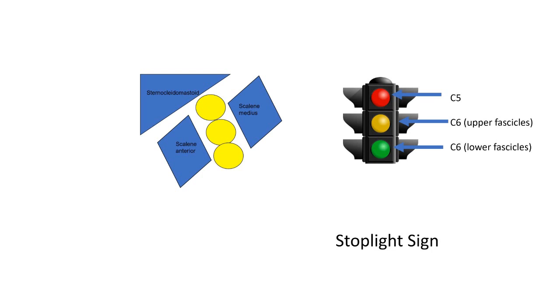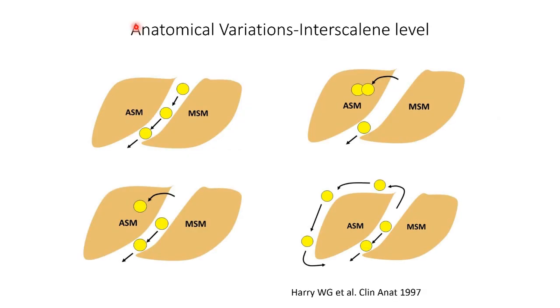Anatomical variations occur at all levels of the brachial plexus. In this cadaveric study, they looked at the arrangement of roots at the interscalene level. The commonly described anatomical relationship of the brachial plexus lying between anterior scalene and the middle scalene muscle was found in only 60% of the cadavers that they studied.